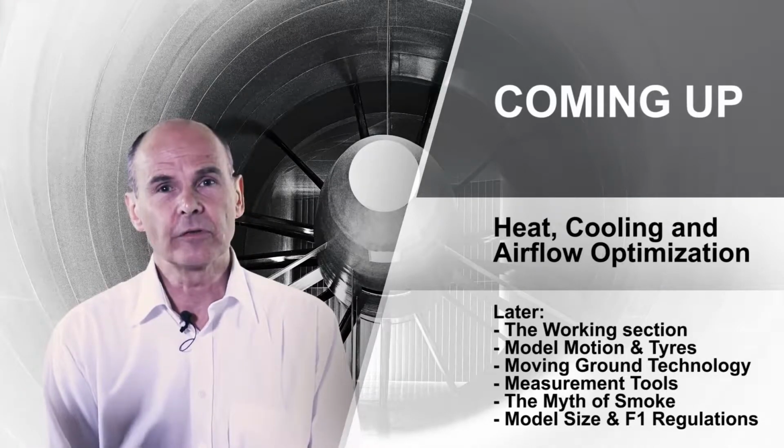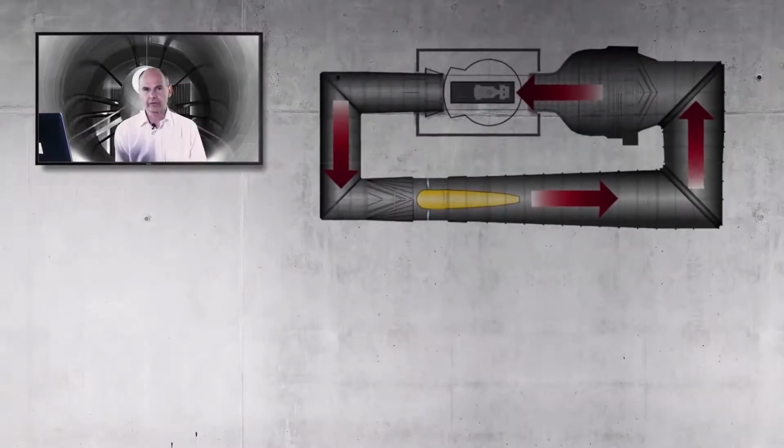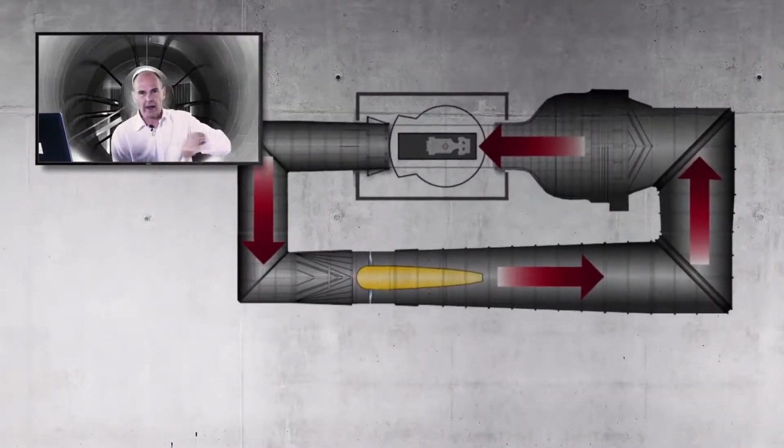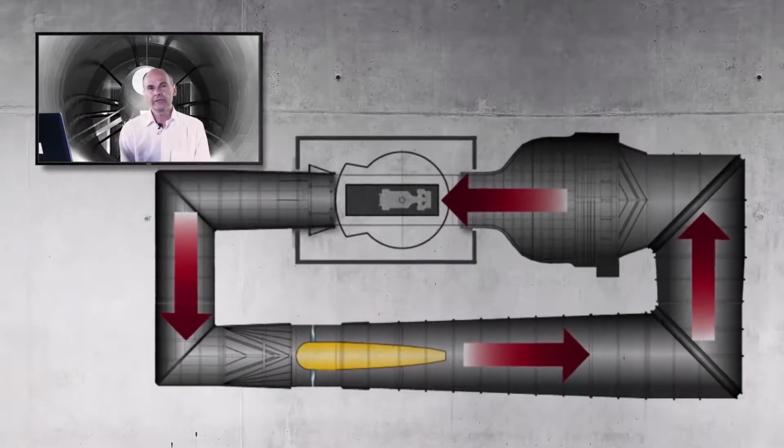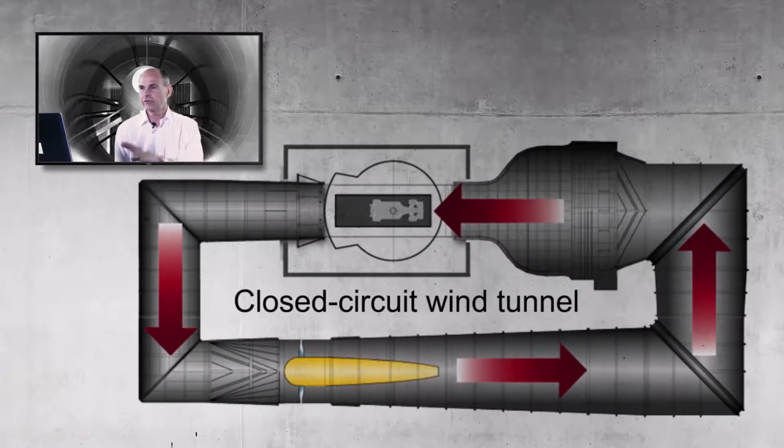And one of the reasons that we use what we call a closed circuit, a circuit that takes the air around a loop, is so that we can continue to use some of the energy we put into the air to drive it around the wind tunnel. We reuse that air. It's just a more efficient way of using the electricity that we use to drive the air around the wind tunnel.